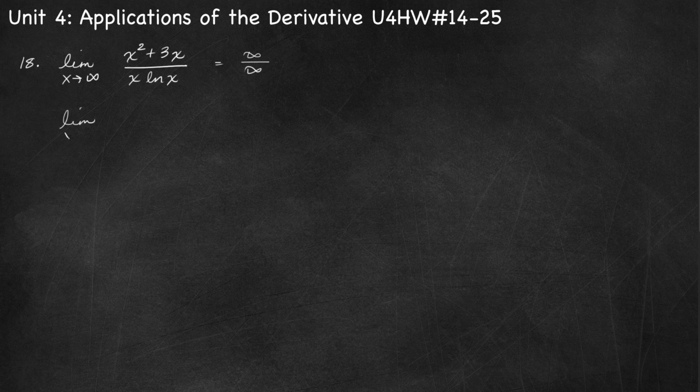So this is going to equal the limit as x approaches infinity. I'm going to take the derivative of the top. I get 2x plus 3. Now the derivative of the bottom, I need to use product rule here. So it's the derivative of x times ln x plus x times the derivative of ln x. The derivative of ln x is 1 over x. So I have x times 1 over x, and that simplifies to just 1.